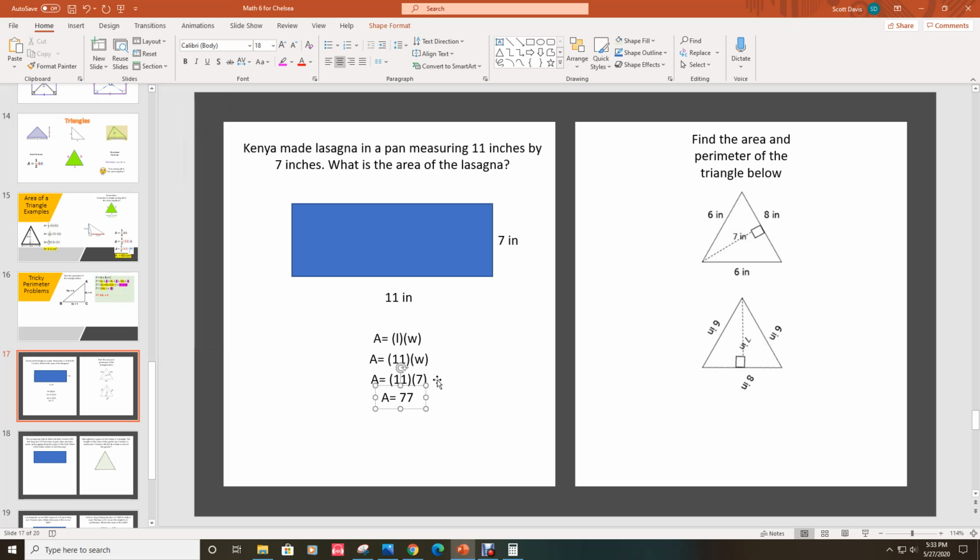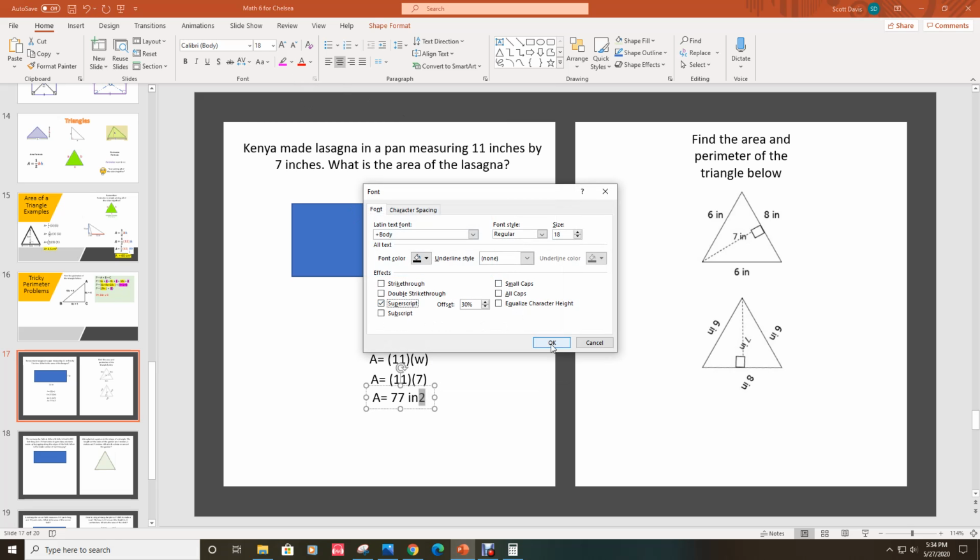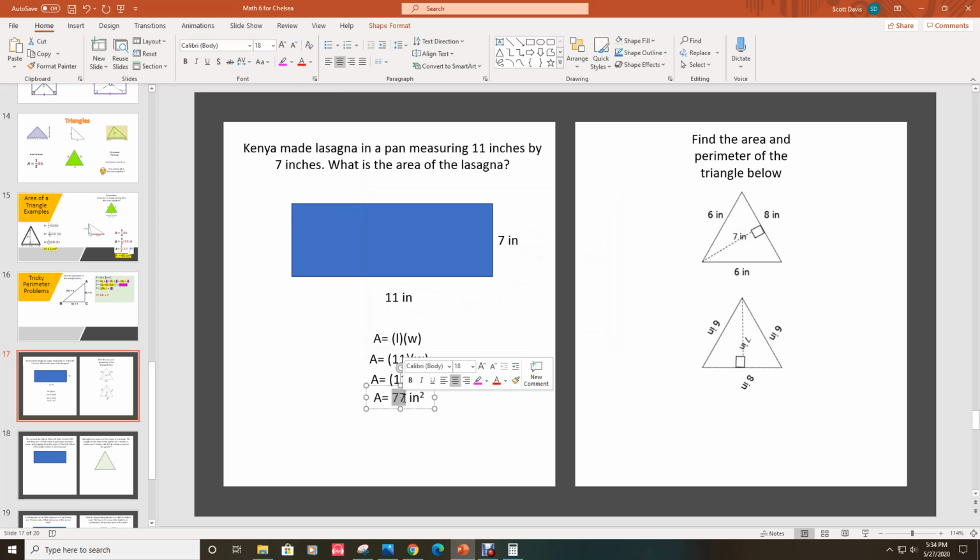What's my big thing? You have to put your unit of measurement, right? Inches squared. You don't have your squared. You don't have your cute tiny 2. Answer is incorrect. Okay? But the area would be 77 inches squared.